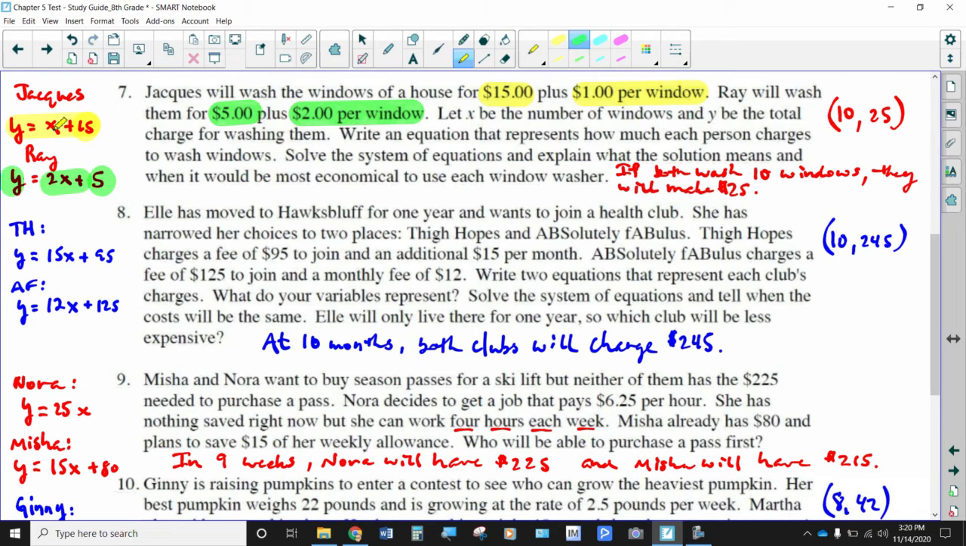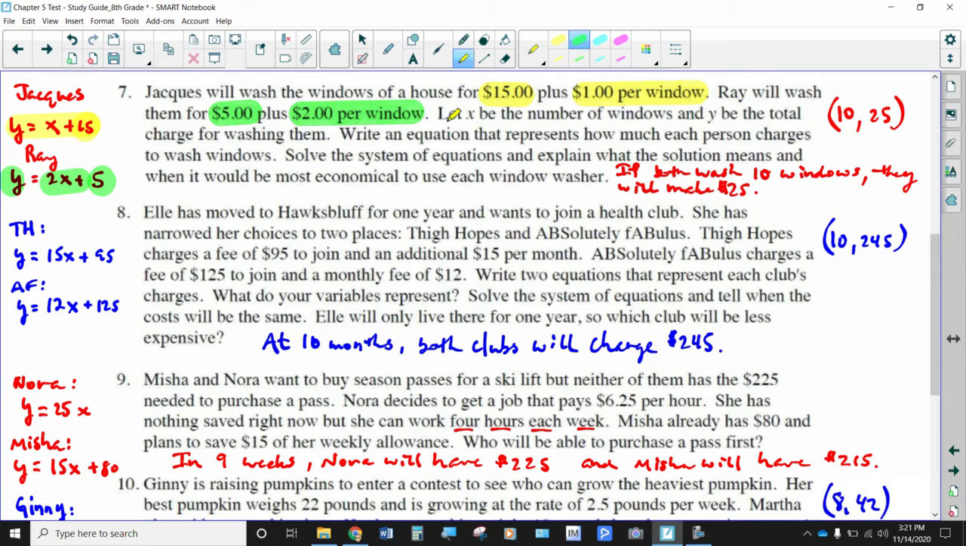So for both of these, X represents the number of windows that are being washed, and Y represents the total amount of money made from washing windows. So you can kind of get an idea that if you only have a couple of windows to wash, you might want to go with Ray because he charges less up front. But if your house is loaded with windows that you need washed, you're willing to pay the extra money up front because you're going to save it on the price per window.